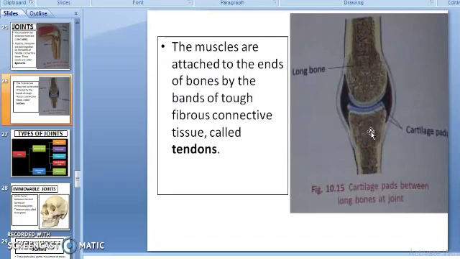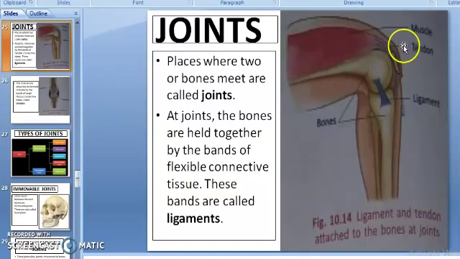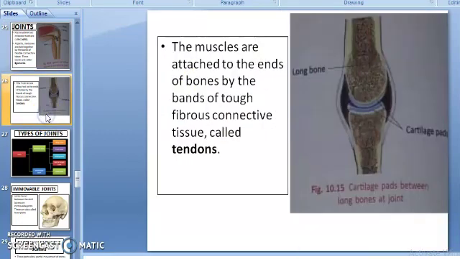Now the muscles are attached to the ends of bones by the bands of tough fibrous connective tissues. They are called tendons. Again I'll show you the previous picture. The muscles are attached to the ends of the bones by these bands of tough fibrous connective tissues, and these are called tendons. Now you know what are tendons, what are ligaments and what are cartilages.